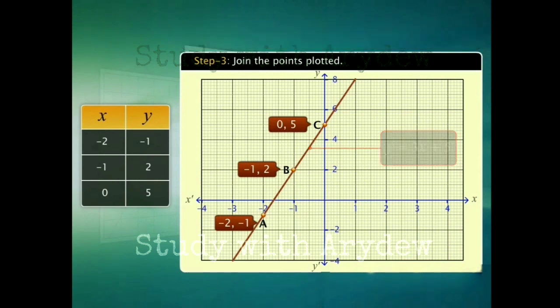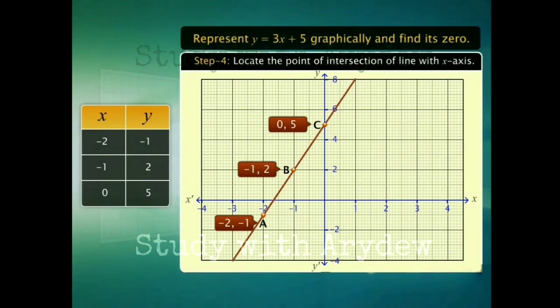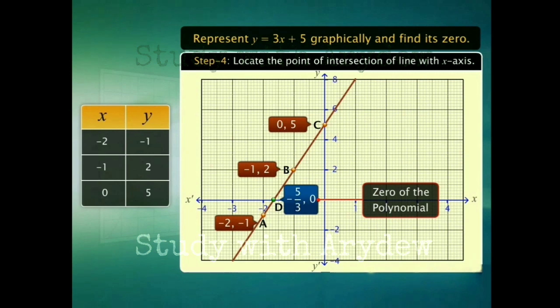Observe the graph carefully. Can you figure out for what value of x the polynomial y equal to 3x plus 5 gives a 0 value? Well, to find this out, you need to locate the point of intersection of the line and the x-axis. Here the line intersects the x-axis at a point with x-coordinate equal to -5/3 and y-coordinate equal to 0. Thus, for x equal to -5/3, the polynomial becomes 0. Hence, the x-coordinate of the point of intersection of the line with the x-axis is the 0 of the polynomial.